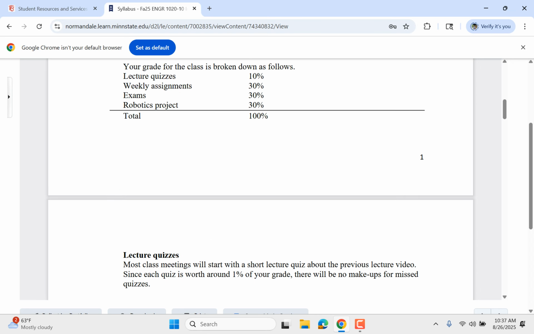And then it doesn't say anything here about the robotics project, but we'll talk more about that as the semester goes on. I can be very flexible about what kind of things you do for a robotics project. I think, in a way, the more creative, the better. It's not much fun to just see the same thing over and over again unless you approach it very differently.